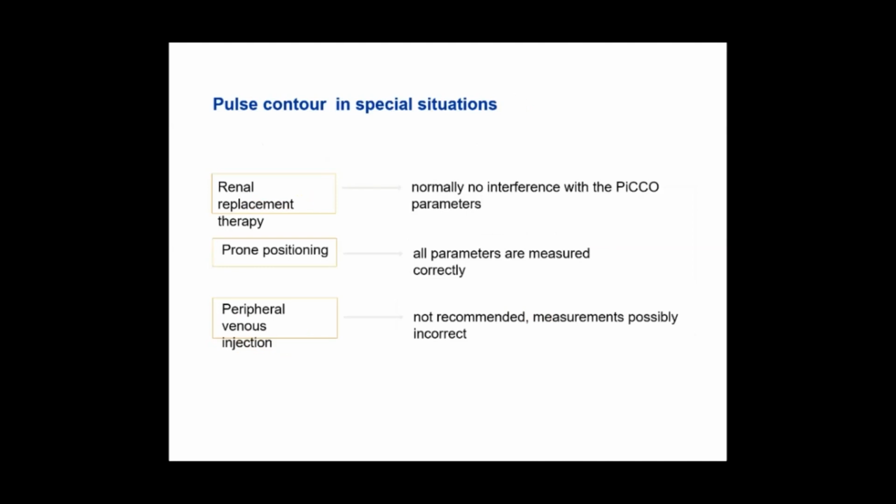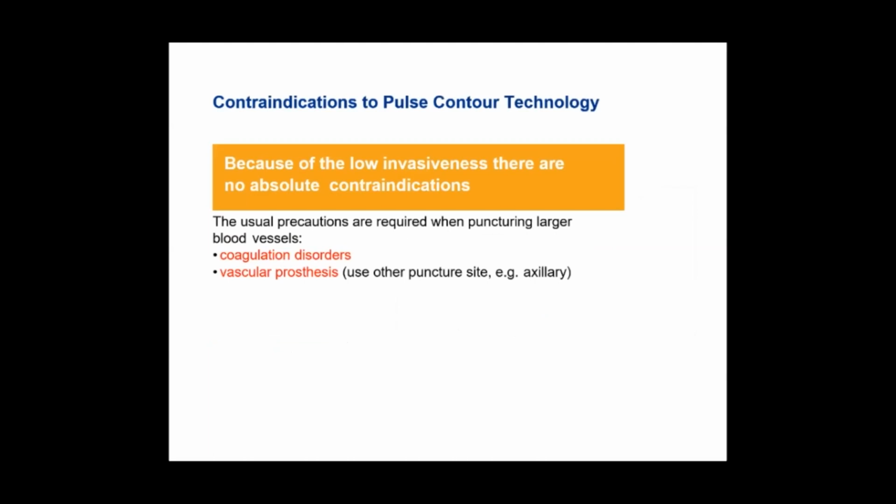What happens when we are using the analysis of pulse contour in special situations? When we are using it along with RRT, normally there is no interference with the PICO parameters. With prone positioning, all parameters are measured correctly. If we use peripheral venous injection, this is not recommended, because then the measurements possibly can be influenced. What are the contraindications of pulse contour technology? Because of low invasiveness, there are no absolute contraindications. Only the usual precautions are required regarding puncturing the larger blood vessels, like coagulation disorders or vascular processes. If there is a vascular process, you can use a different puncture site.